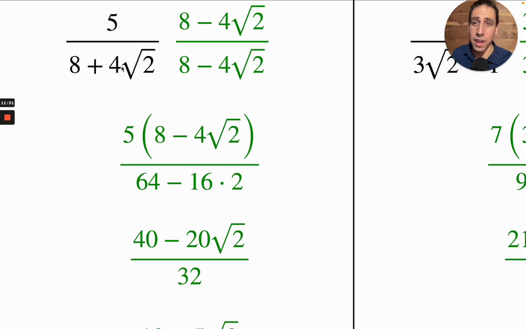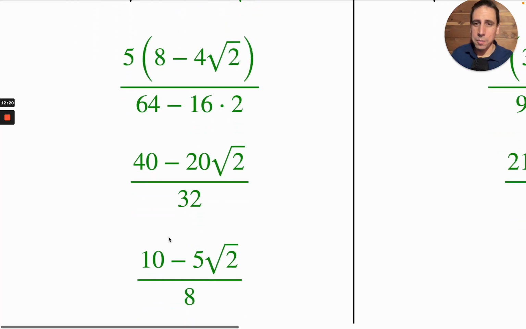So then the answer, when you FOIL them out, is going to be a squared. That's 8 squared is 64, minus b squared. 4 squared is 16, and the square root of 2 squared is 2. And then, yeah, we can distribute the 5 to the 8, you get 40. 5 to the 4, you get 20 root 2. And so then this becomes 64 minus 32 is 32.